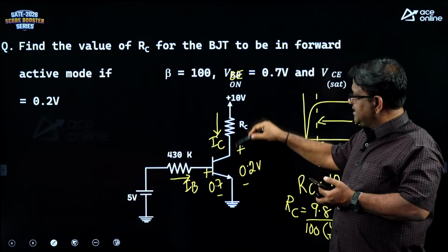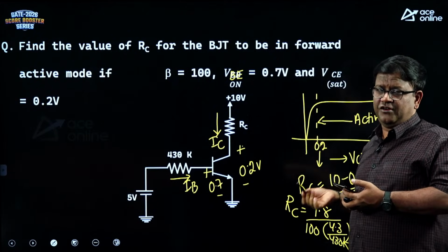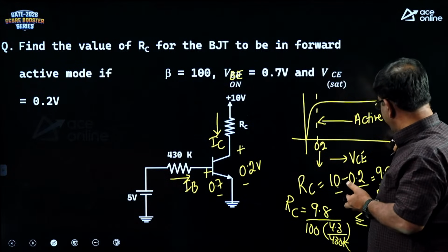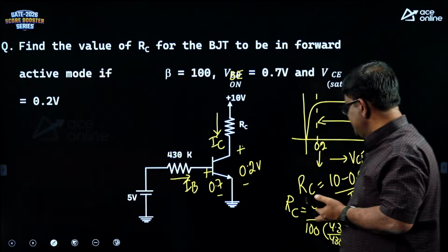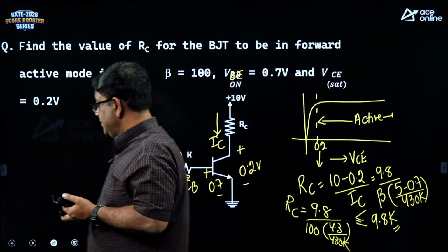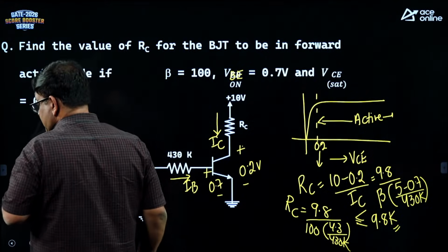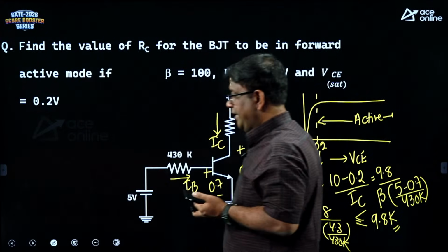Example, what if RC is 0? If RC is 0, it is still inactive, then you will have 10 volts somewhere, you will operate somewhere here. So, RC should be less than 9.8. Very good. Durga Prasad, Aman, very good.